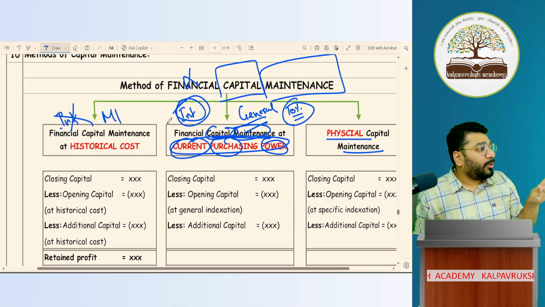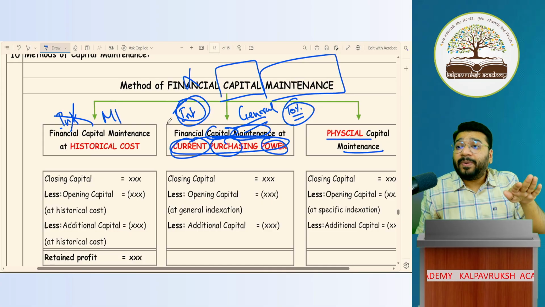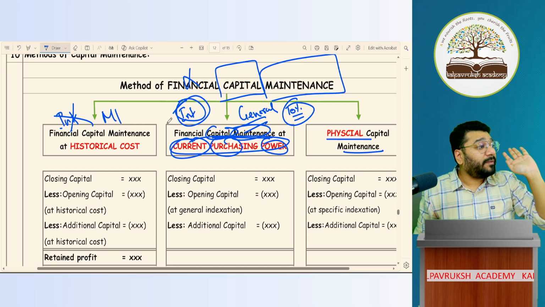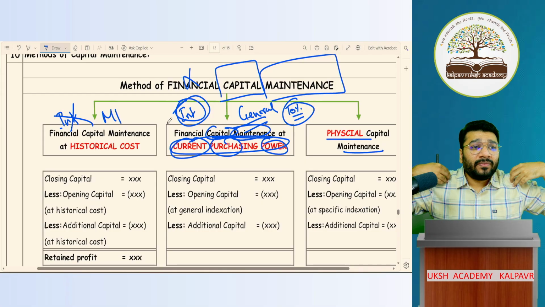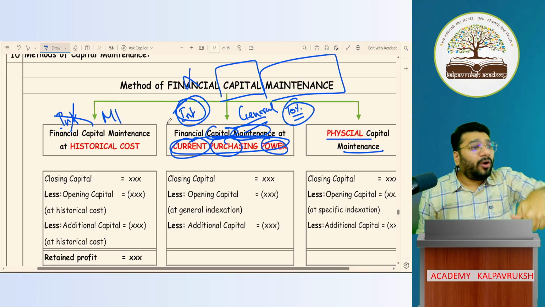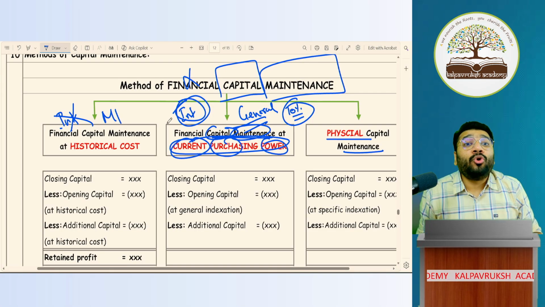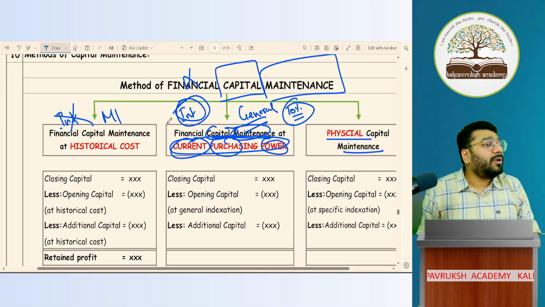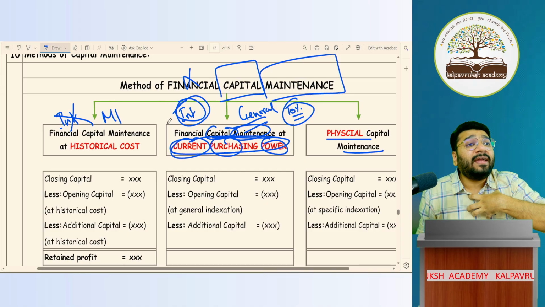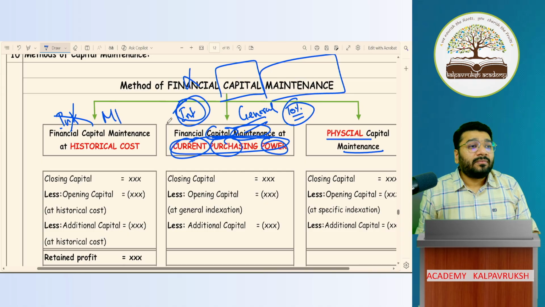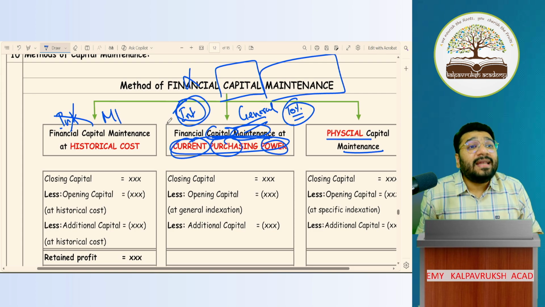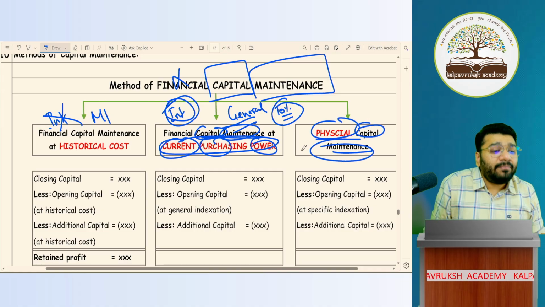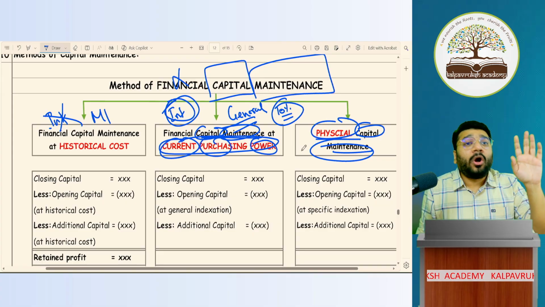I'm not saying inflation is not required. The third expert is saying we need inflation. But why are you taking overall general inflation? You take the inflation of my business, the inflation of my industry. That record is there. You take that. Don't take general inflation, take specific inflation, the specific inflation which is affecting my industry. So when you take specific industry-related inflation, that is called the physical capital maintenance method. Got it, or not got it?